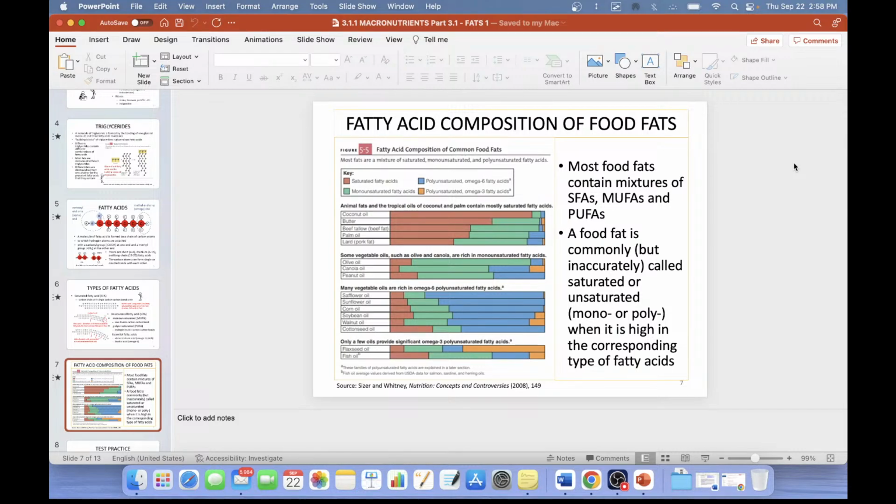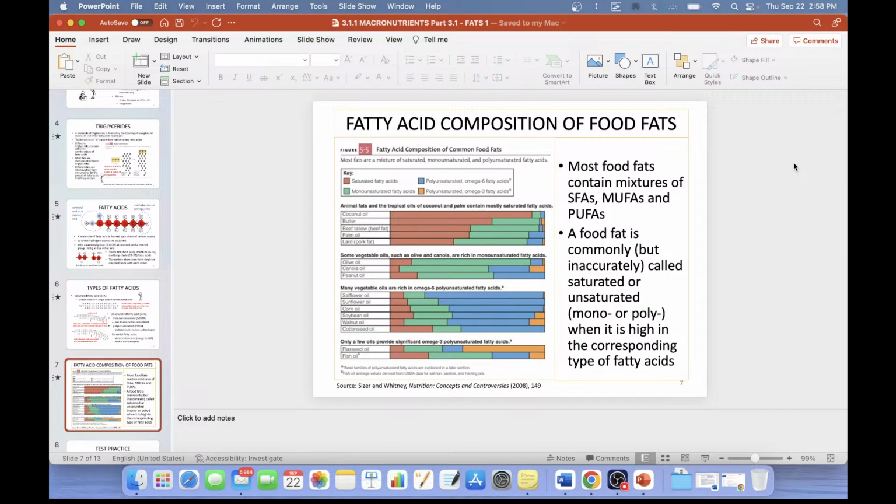whenever you hear or read about nutrition. So I don't have an explanation for that. The fat that contains the largest portion of saturated fat is coconut oil, followed by butter, and then beef tallow, which is beef fat, and palm oil, as you can see.